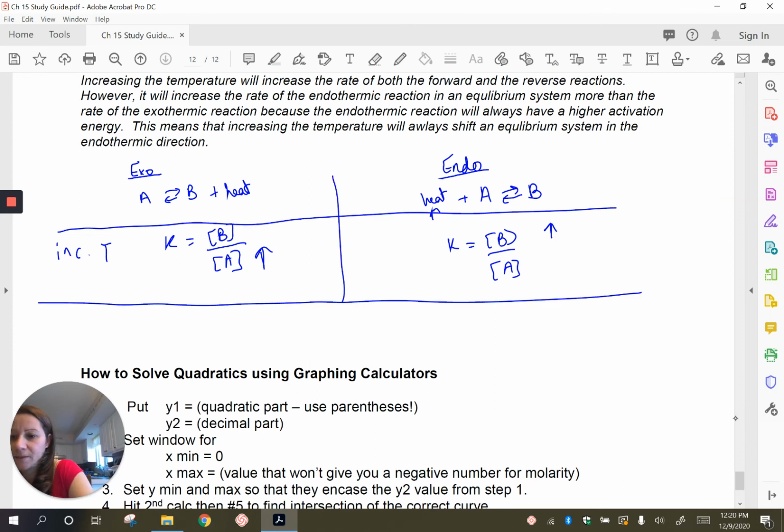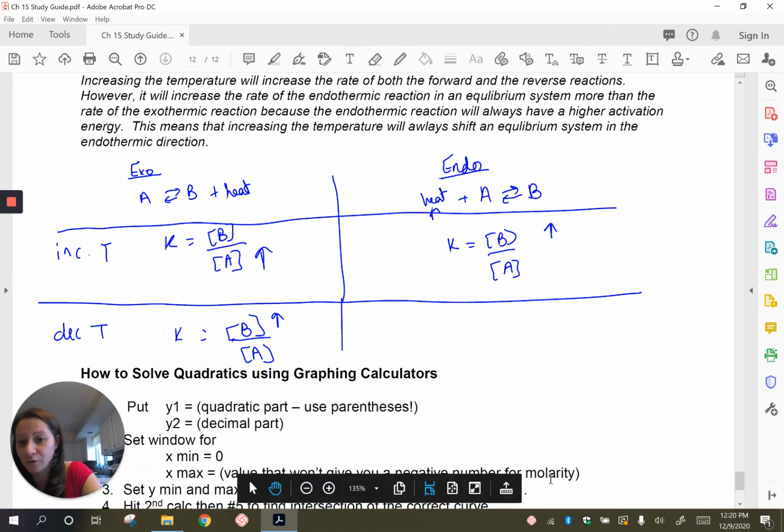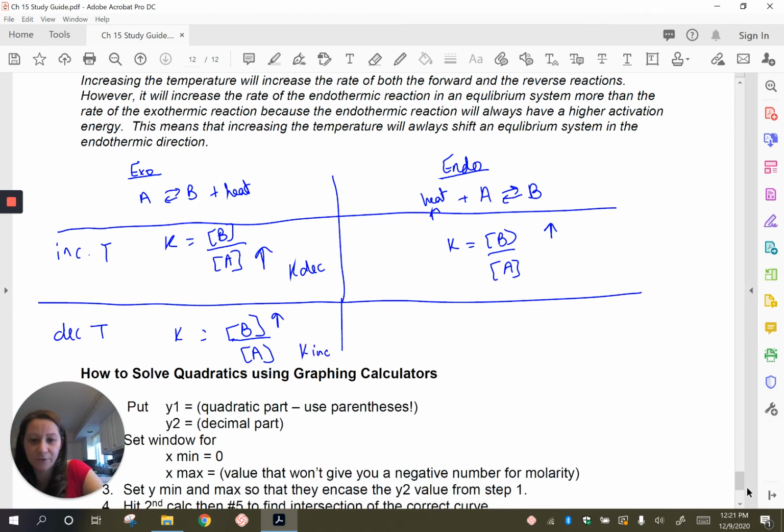Let's look at decrease in temperature. So if I decrease my temperature here, so I don't have as much heat, which way is it going to shift? It's going to shift to the right to make more heat, right? And as it shifts to the right, it's going to make B and heat, so it's going to increase B. I did not increase A. In fact, I used up some A to make B, right? And so my K would increase. So here K decreases, here K increases.